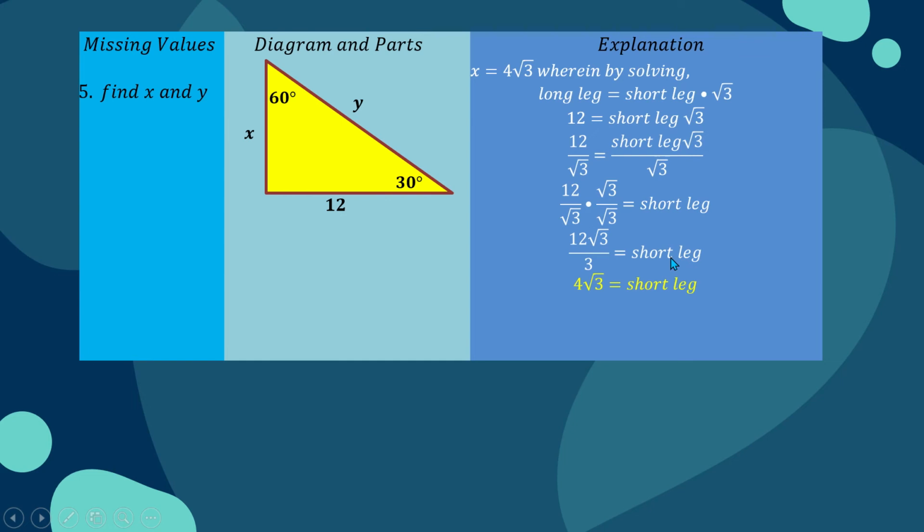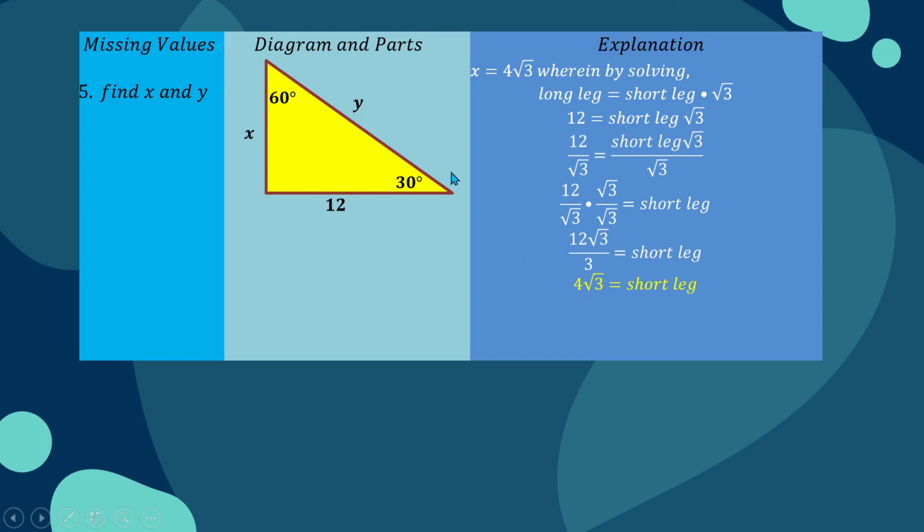Then, to simplify further, we know that the 12 and the 3 are both rational numbers. They can be divided. So, 12 divided by 3 is 4. Copy square root of 3. And that will be the measurement of our short leg. So, the solution is that x is equal to 4 square root of 3.